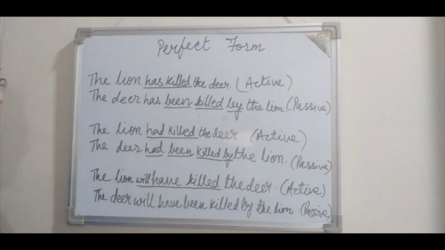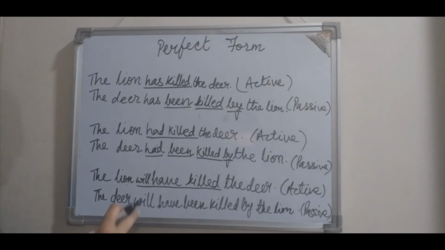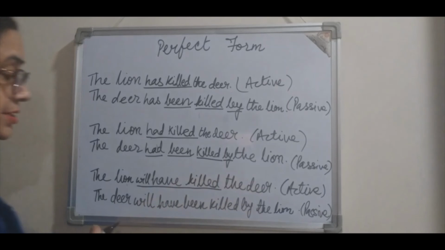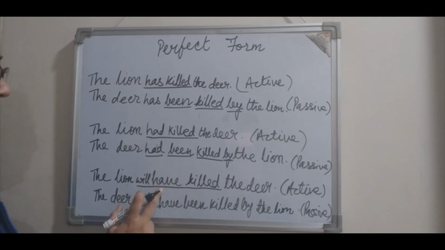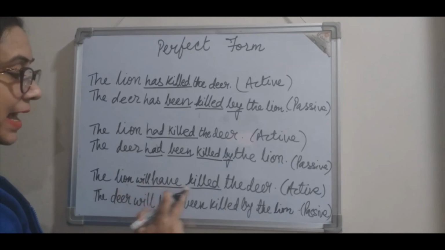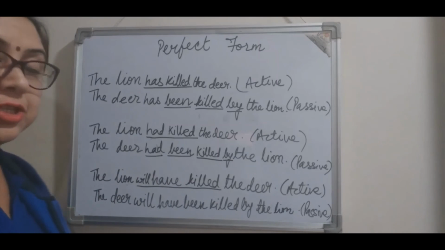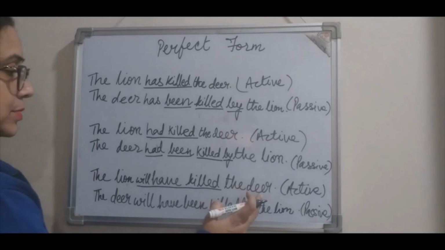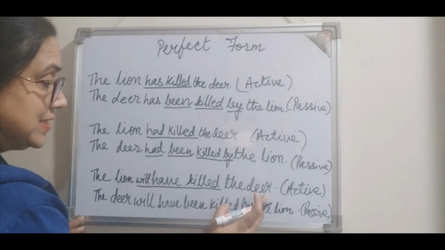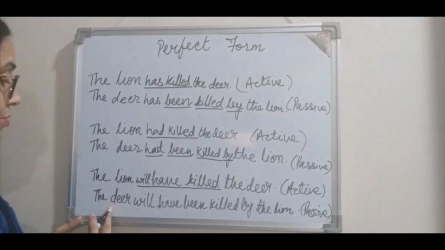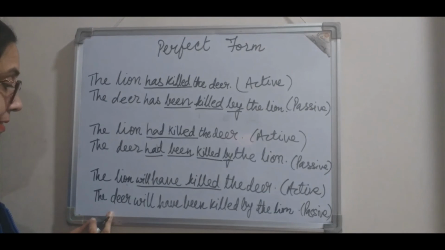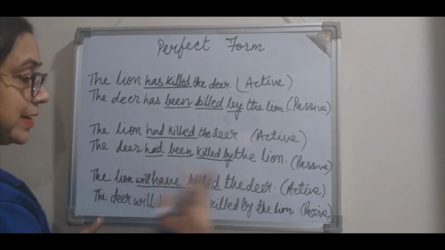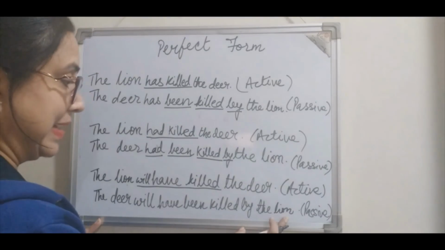And then finally the future perfect tense. The lion will have killed the deer. Here the verb is in future perfect tense, will have killed. So how do we change? Again, the same rule is applicable. The deer, which is the object of active voice, becomes the subject of the passive voice, and the lion, which is the subject of the active voice, becomes the object of the passive voice.